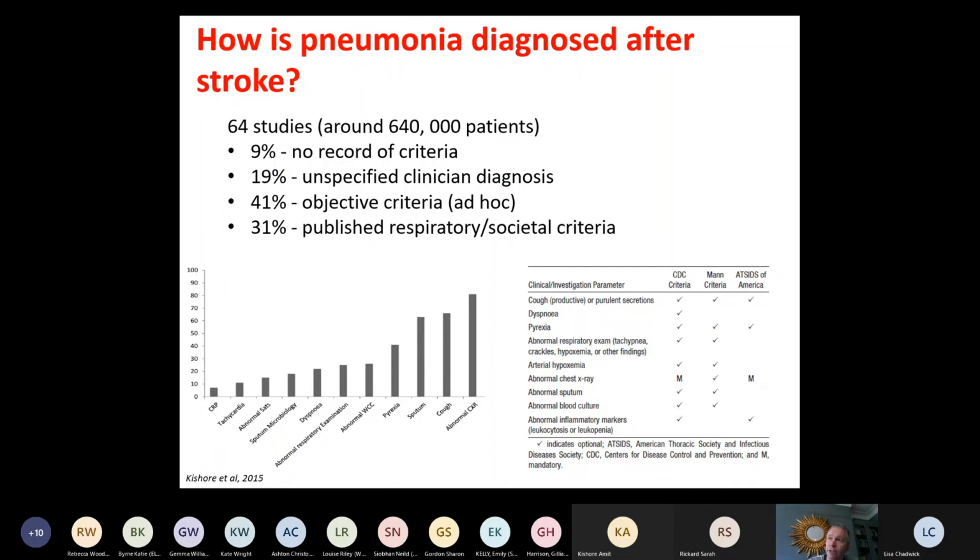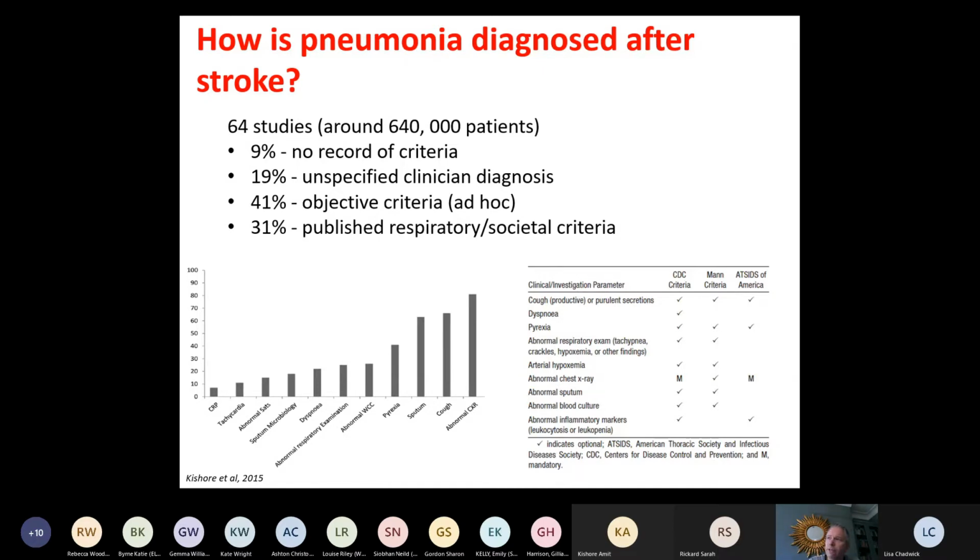So this is where criteria were used that had to be met in a certain way, but these were just ad hoc and they appear to have been made up for the particular study in question, and they hadn't been published before. And the final category was the use of published respiratory or societal criteria. So these are things, for example, the CDC criteria or the MAN criteria, which have been published previously and may or may not have been validated.